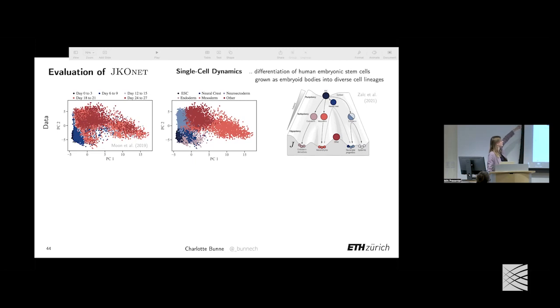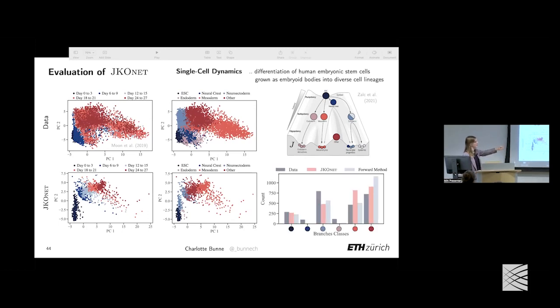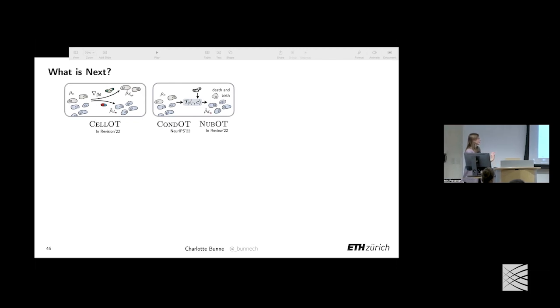We observe it at day 1, 6, 12, 18, and 24. And we have some form of classification of what the cells' identities are. And what we can see is that JKO-net matches this overall trend in evolution, even over several steps in time. And we are able to capture the heterogeneity of the cell types. So what is next? And this is the last two slides with which I want to end my talk.